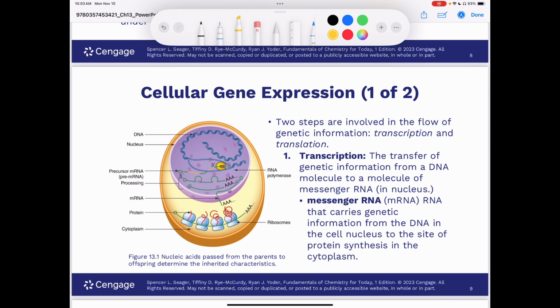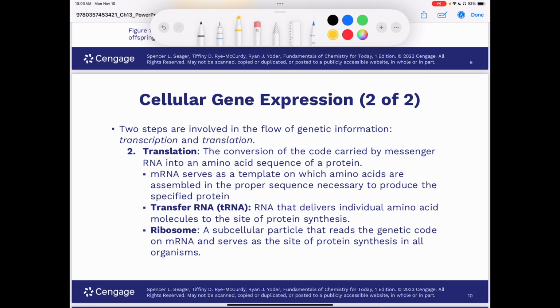or mRNA. The mRNA carries the information or the message from the nucleus to the site of protein synthesis in the cellular cytoplasm. In the second step, the mRNA serves as a template on which the amino acids are assembled in the proper sequence necessary to produce the specified protein. This takes place when the code, or the message, carried by the messenger RNA is translated into an amino acid by transfer RNA, or tRNA.